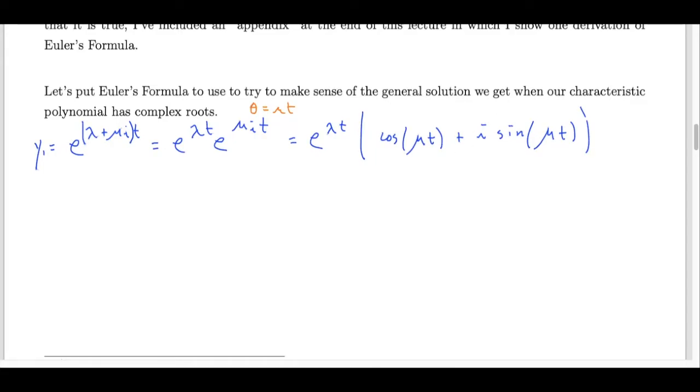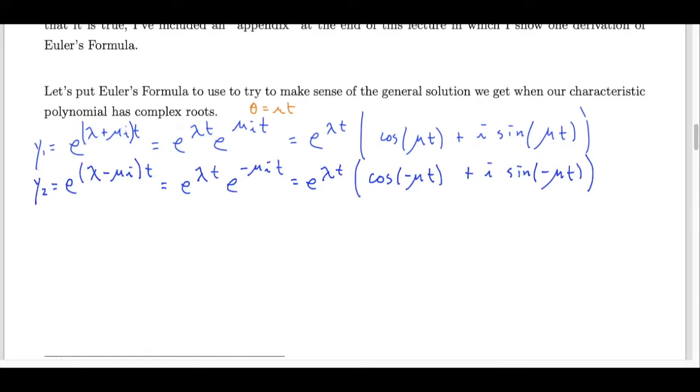So the next thing I actually want to do is write y sub 2 in this kind of expanded form. And expectedly, it's very similar to y sub 1. The distinction here is that I've got this negative in between lambda and mu i, which means this exponent on this second exponential will be negative mu i t. So applying Euler's formula, instead of using theta as mu t as I did for y sub 1, I'll be using theta equals negative mu t, and that yields this solution here.